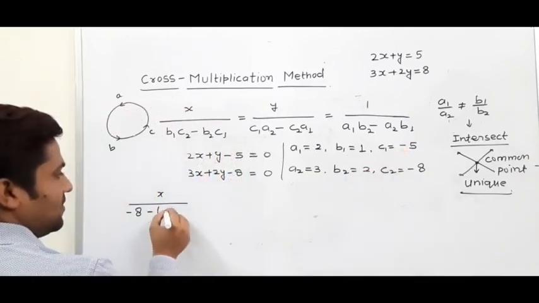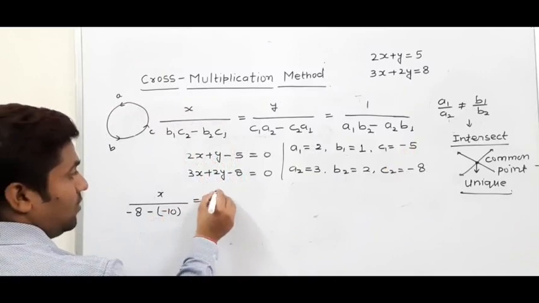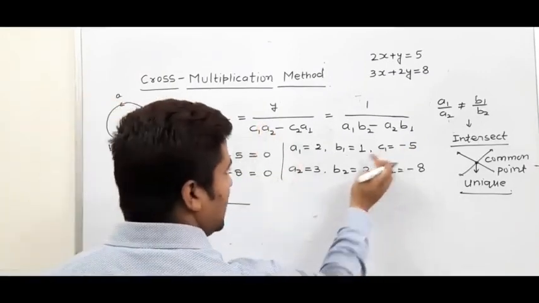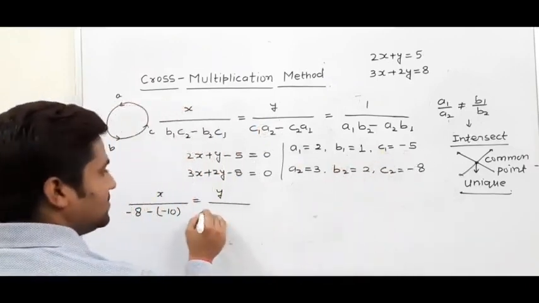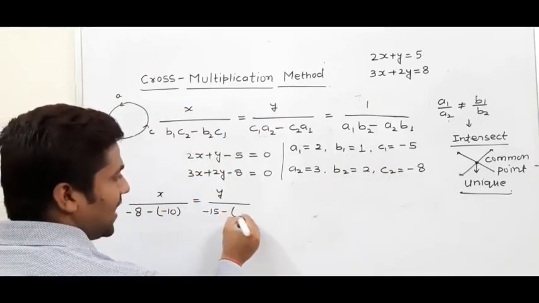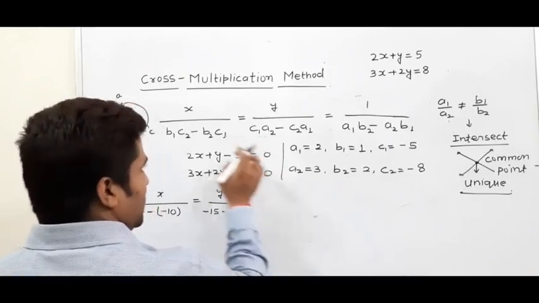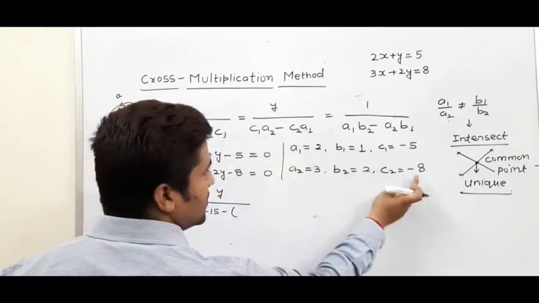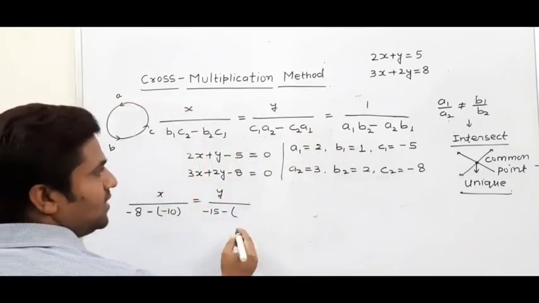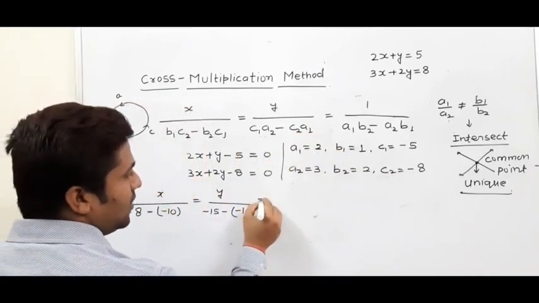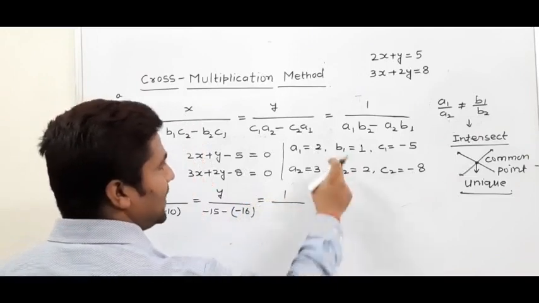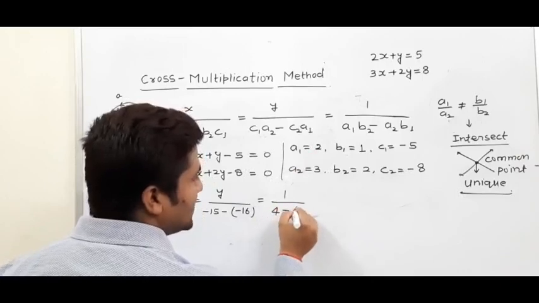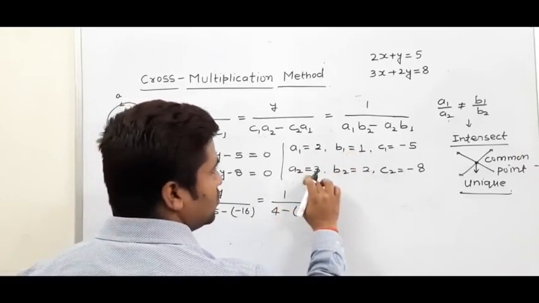Am I right? That is minus 10 inside the bracket, equal to y upon c1 a2. What is c1 a2? 5 3s are 15, that is minus 15, and minus bracket again as per the rule, that is c2 a1. So minus 8 2s are 16, that is minus 16, and equal to 1 upon a1 b2, that is 2 2s are 4, minus bracket, then a2 b1, that is 3 1s are 3.